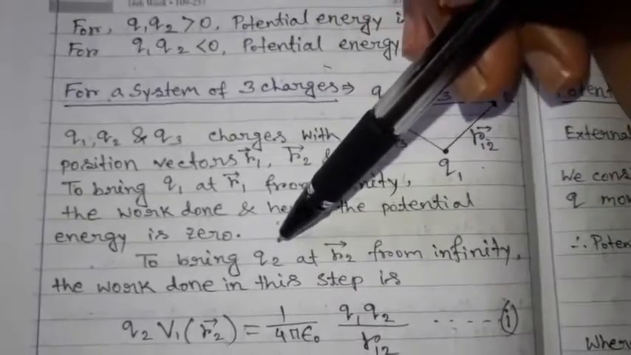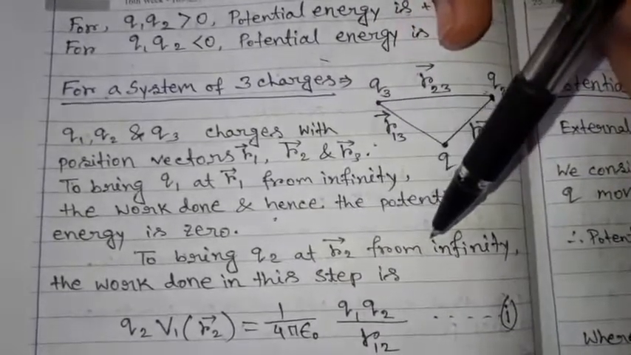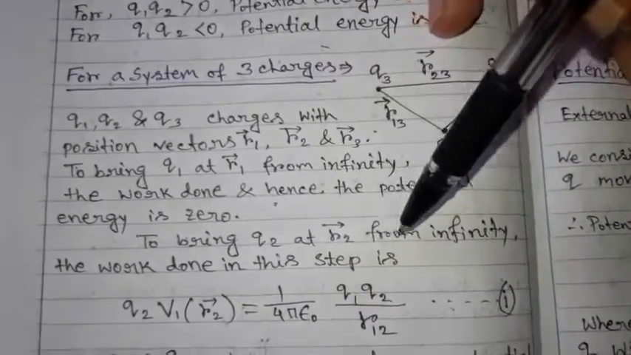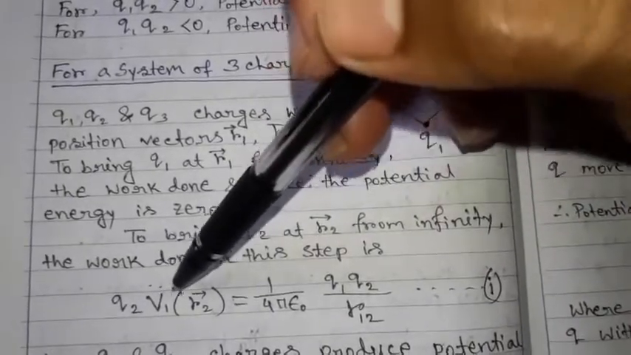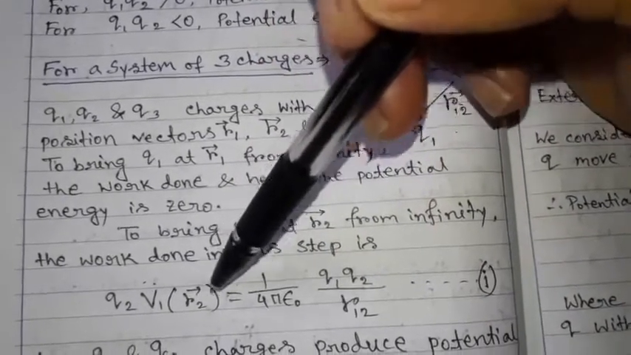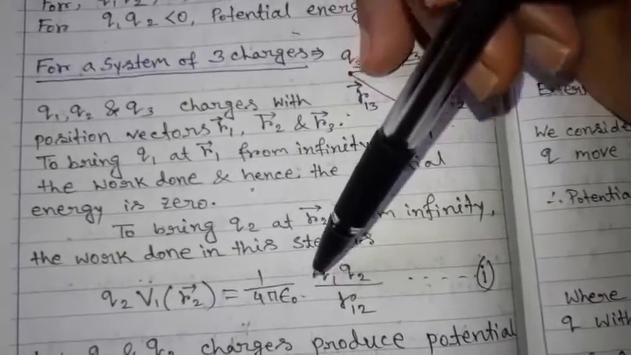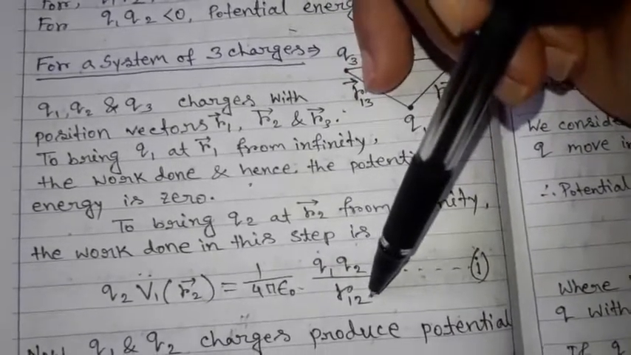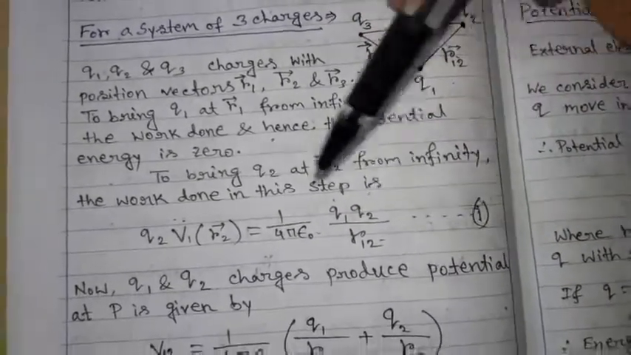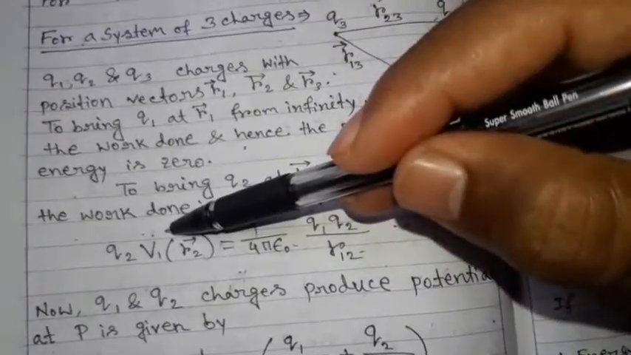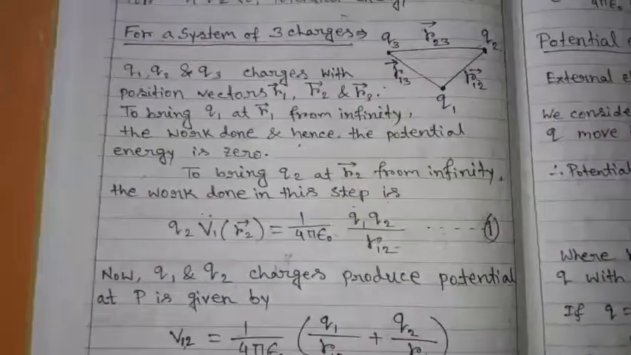To bring q2 to r2 from infinity, the work done in this step is q2 into V1 function of r2 equal to 1 by 4 pi epsilon 0 q1 q2 by r12. This is equation number 1. This V1 potential is due to the first charge q1.